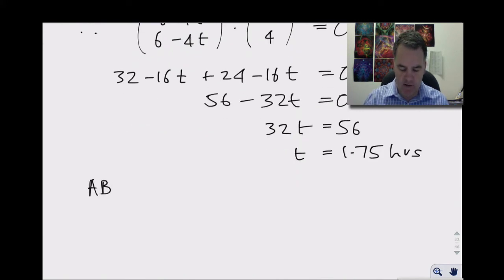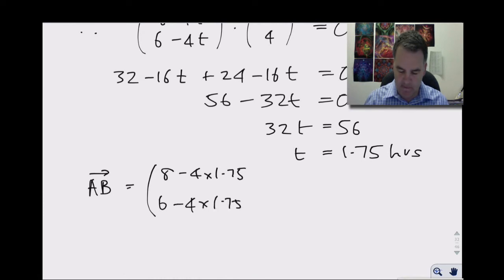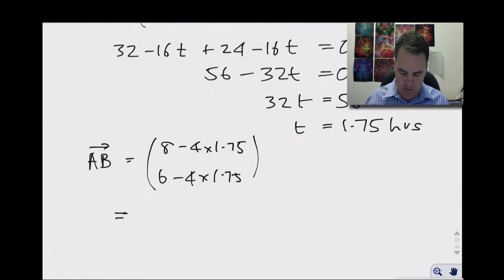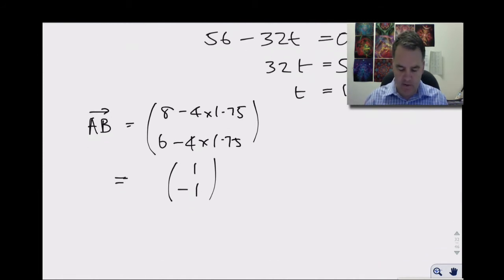Okay, so A to B. The top component is 8 minus 4 times t, and the bottom is 6 minus 4 times t. So when I do that, I get (1, -1). That's the vector at that exact time. That is the vector that will take us from point A to point B. What's the length of that vector? The length of that vector is nice and easy.